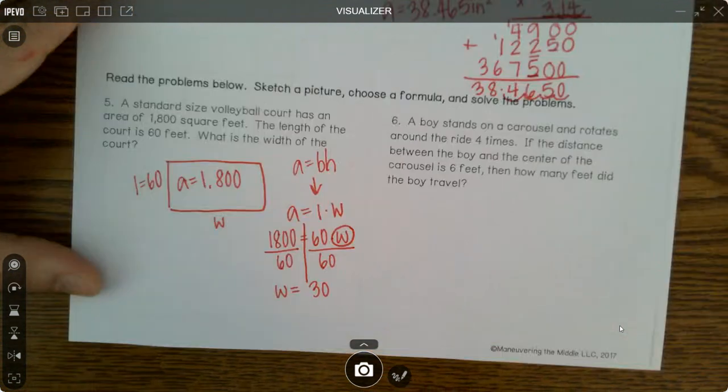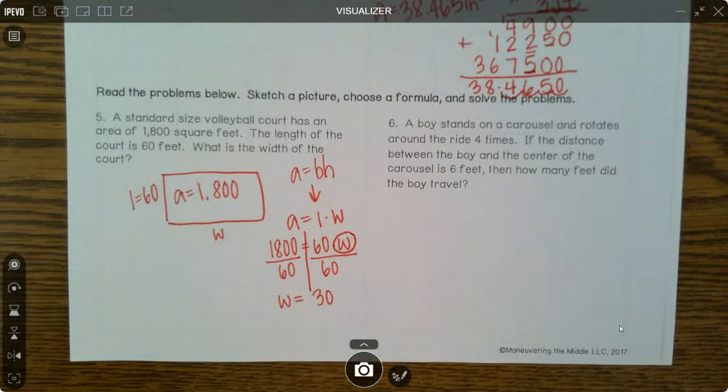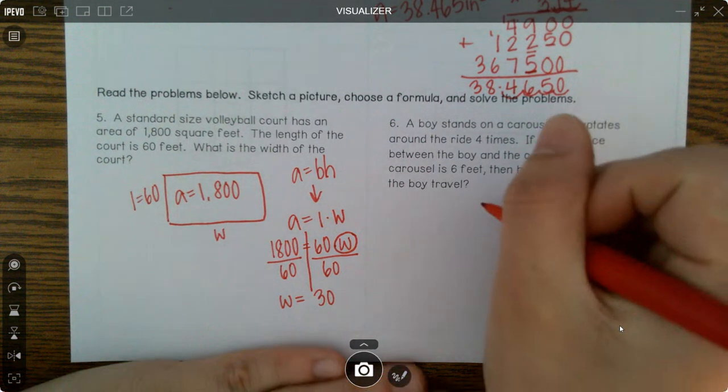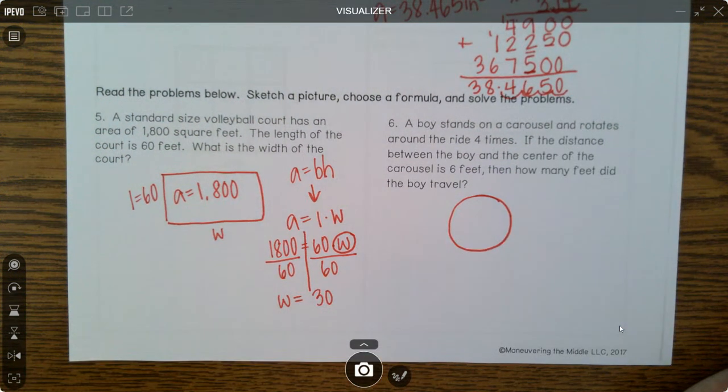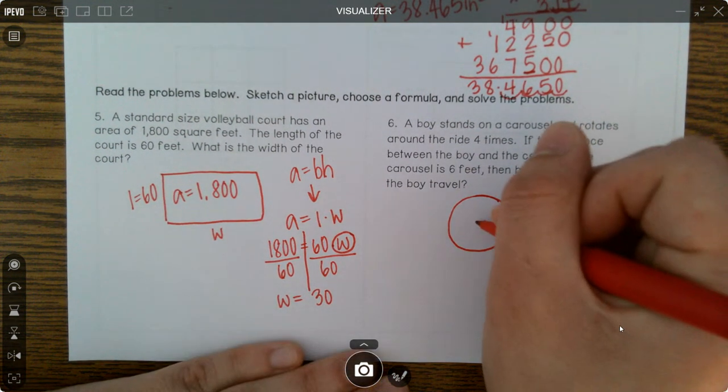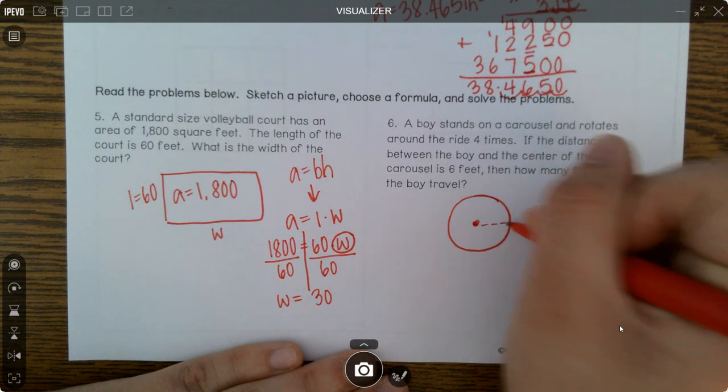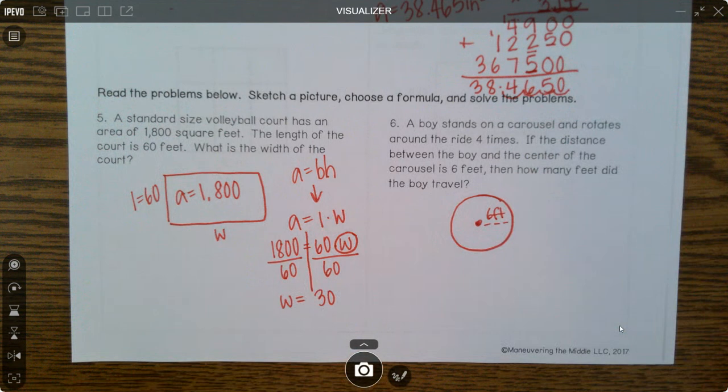All right, looking at 6. A boy stands on a carousel and rotates around the ride 4 times. If the distance between the boy and the center of the carousel is 6 feet, then how many feet did the boy travel? Okay, so I don't know if you know what a carousel looks like, but it's like the horsey ride where it goes in circles. So if it's going in circles, I'm going to represent this picture with a circle. And it says the center is 6 feet away from the boy. Is 6 feet representing our diameter or our radius? It's representing our radius.